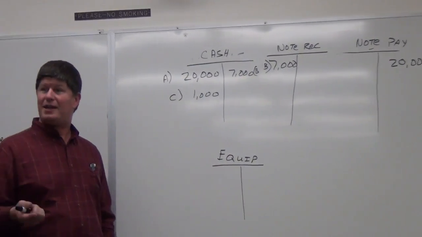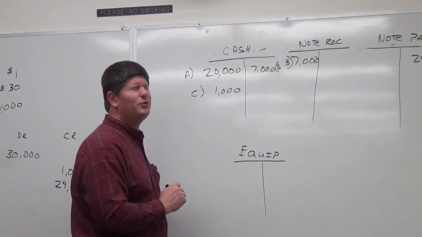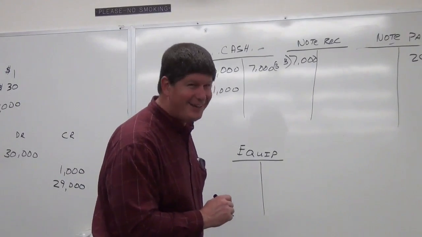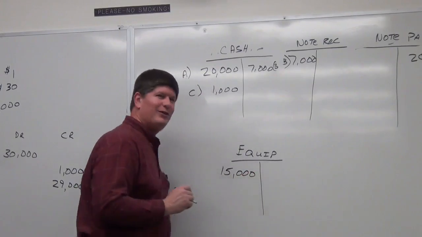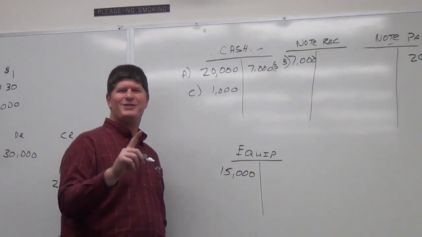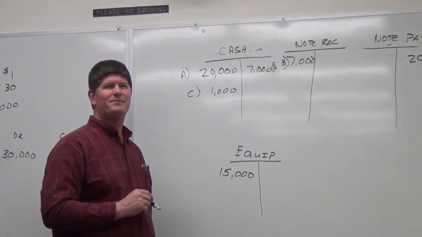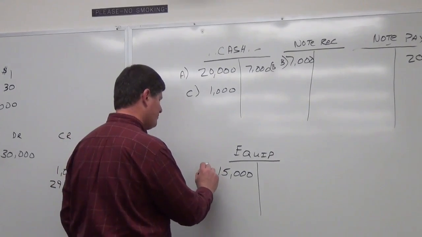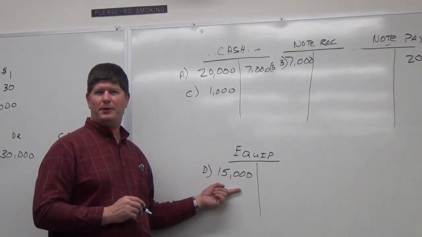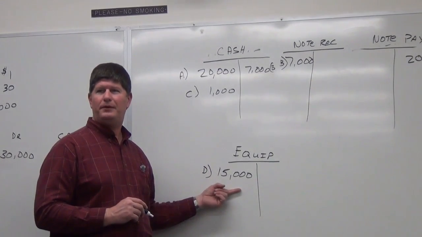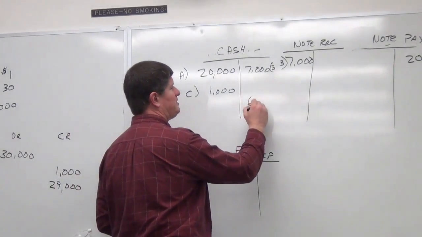So how much equipment did we buy? $15,000. It's an asset which increases on which side? Debit side. I had letter D next to it because it's problem D. We got $15,000 worth of equipment. What did we give up? We gave up some cash. How much cash? $6,000.